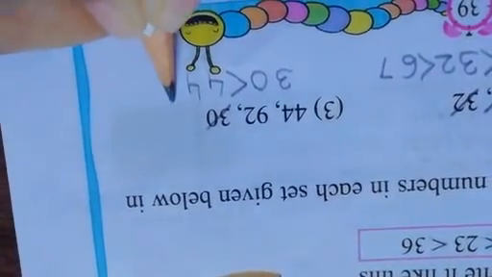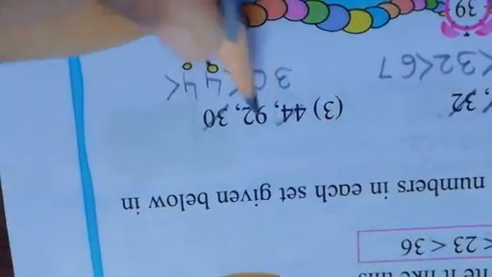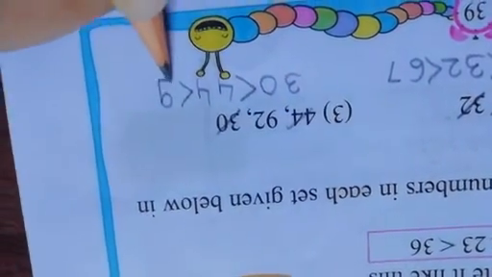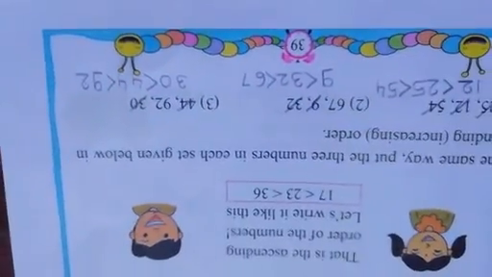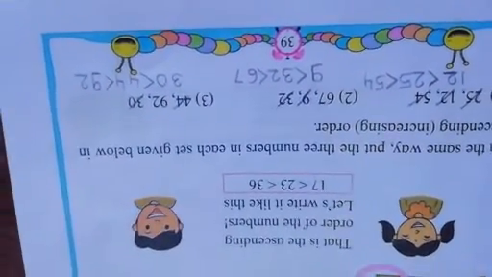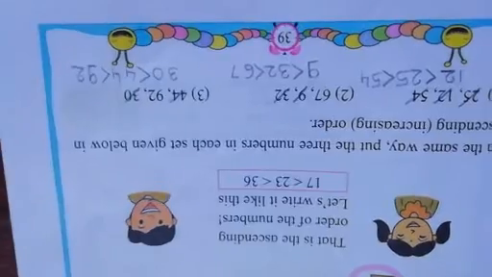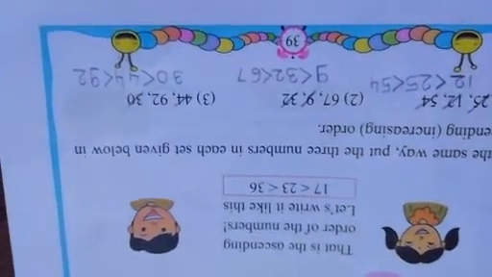44. Then less than. 44 cut down. Then which number left? 92. So it's this way you have to write down the ascending order of the numbers. Ascending order means increasing order, means छोटे से बड़ा number.